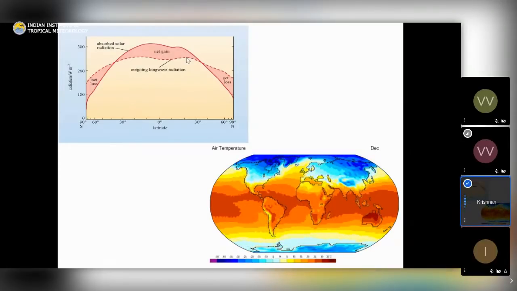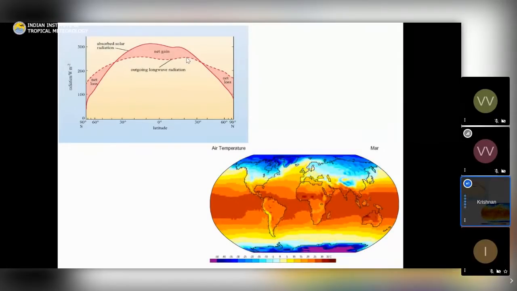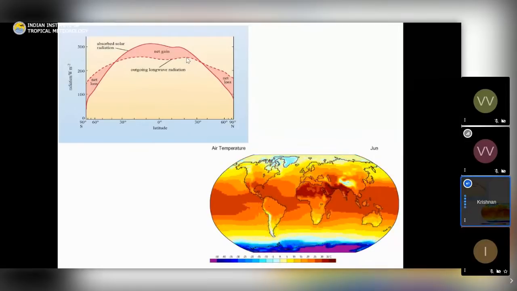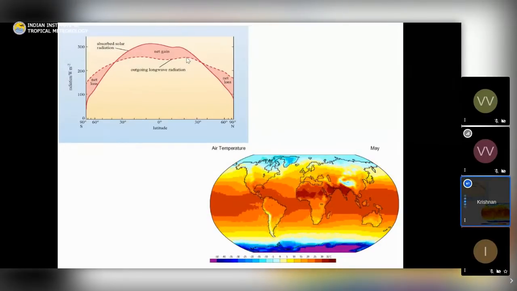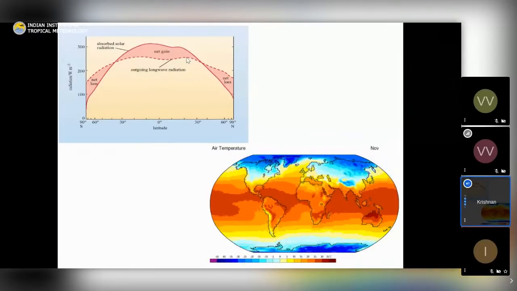The absorption is more compared to the outgoing, whereas when you go to the mid latitudes and higher latitudes, there is a net loss. So the difference between what is absorbed and the outgoing is what is going to drive the atmospheric motions and the circulation, and this is what is going to maintain the equator to pole temperature gradients and drive the atmospheric general circulation.